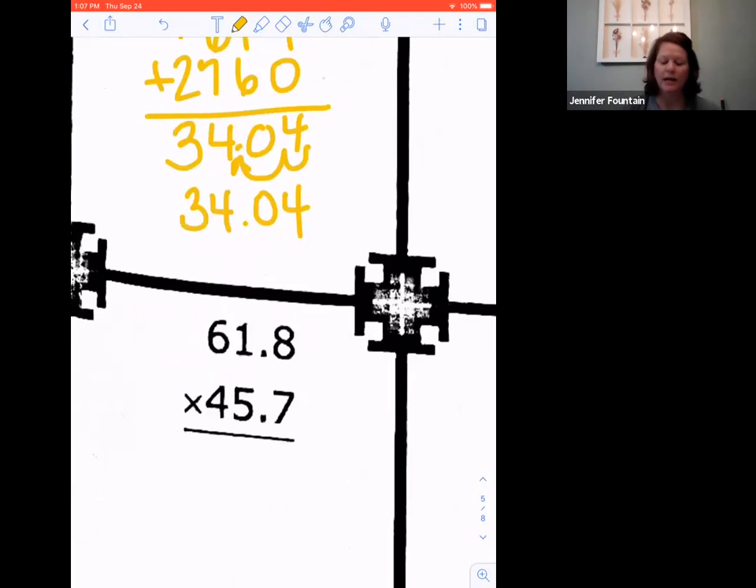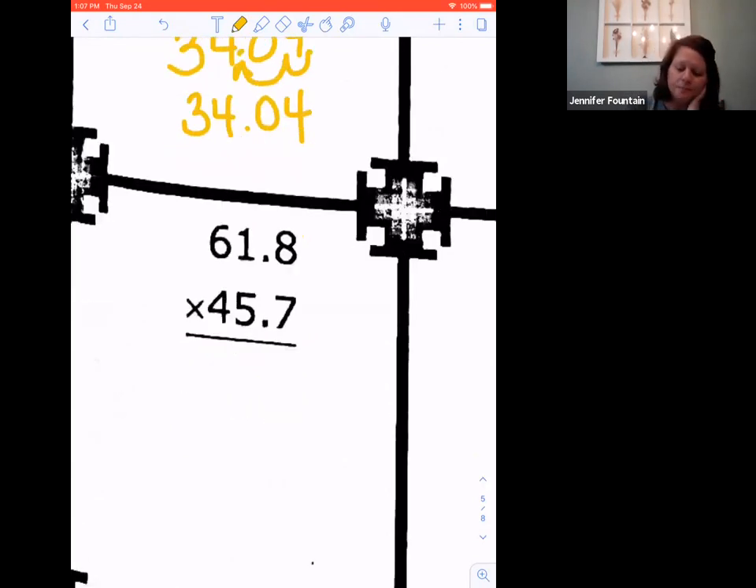Let's look at the next one. We had 3 digits times 3 digits. Excuse me. 8 times 7. 7 times 8 is 56. Put down my 6, carry my 5. 7 times 1 is 7. Plus 5 is 12. Put down my 2, carry my 1. 6 times 7 is 42. Plus 1 is 43. Placeholder 0, move over.